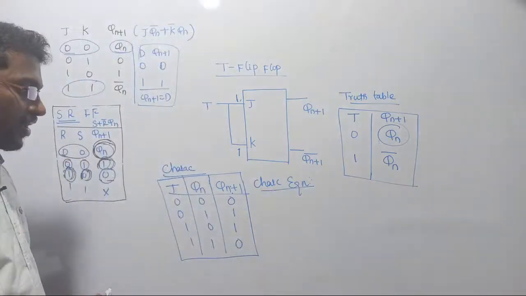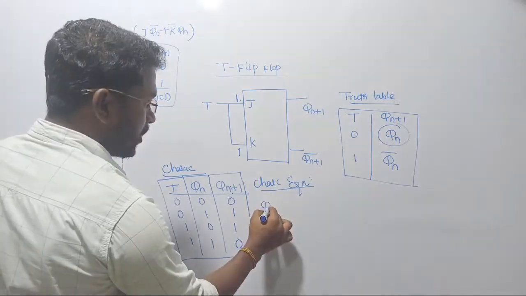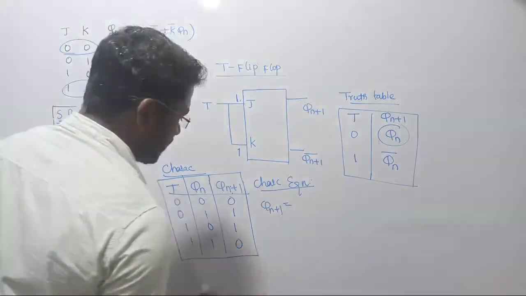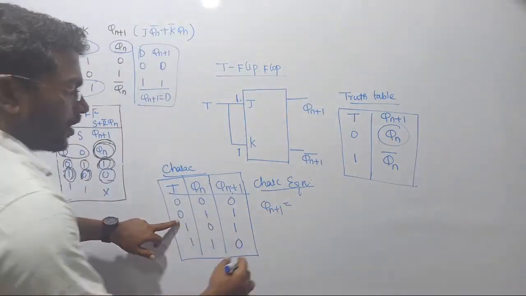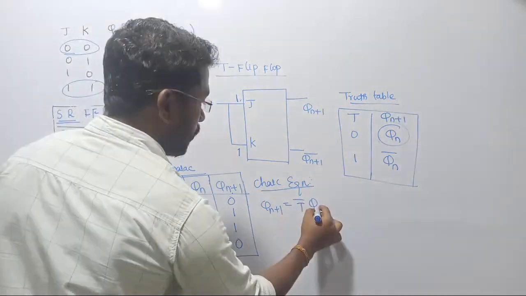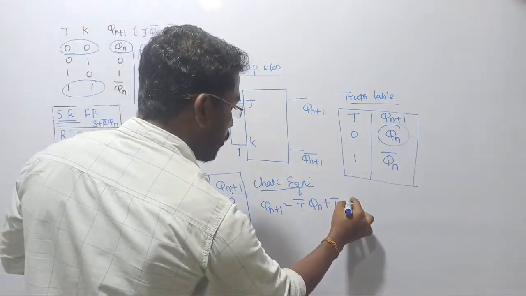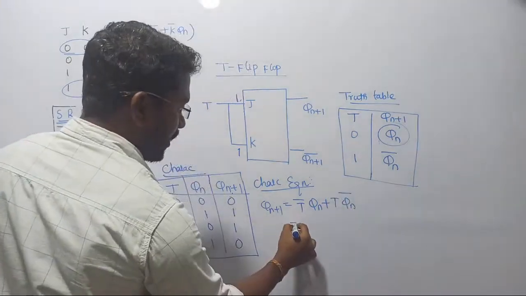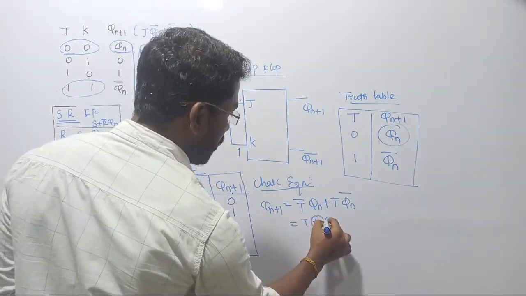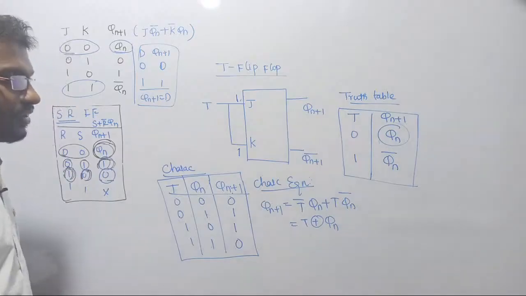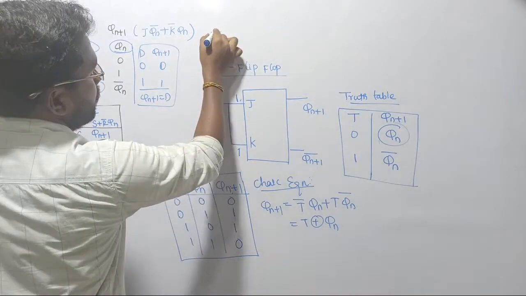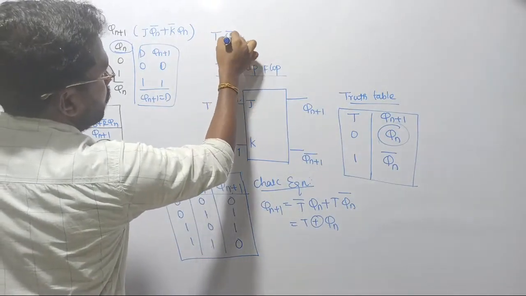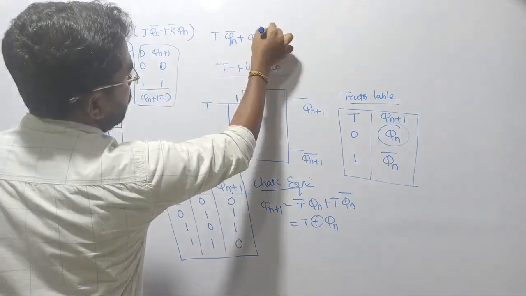Now what will be the characteristic equation? The characteristic equation can be written as Qn plus 1. The K-map method is not required, since simply two minterms are there, you can directly write it. So that is T bar Qn plus T Qn bar, or you can directly realize that it is T XOR with the Qn. Clear? That's all. So the characteristic equation of the T flip-flop is T Qn bar plus Qn T bar, of course.